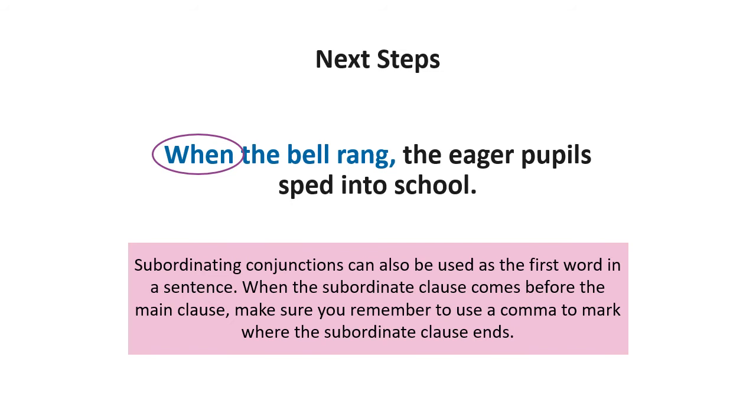Subordinating conjunctions can also be used as the first word in a sentence. When the subordinating clause comes before the main clause, make sure you remember to use a comma to mark where the subordinating clause ends. A bit like a front-end adverbial. So, when the bell rang, comma, the eager pupil sped into school.